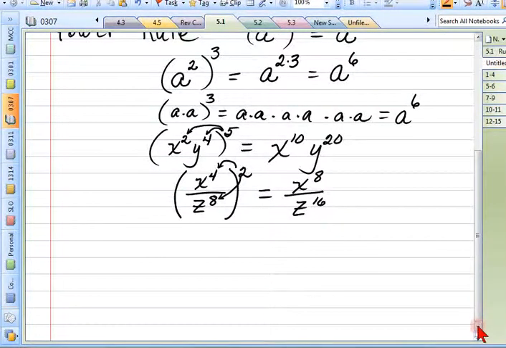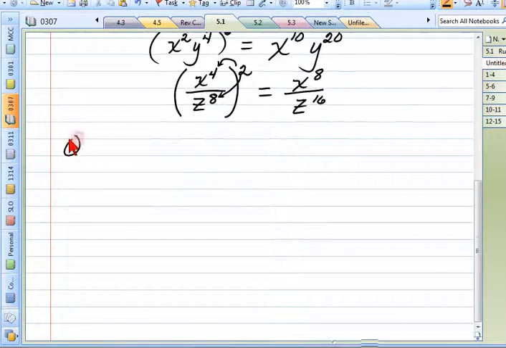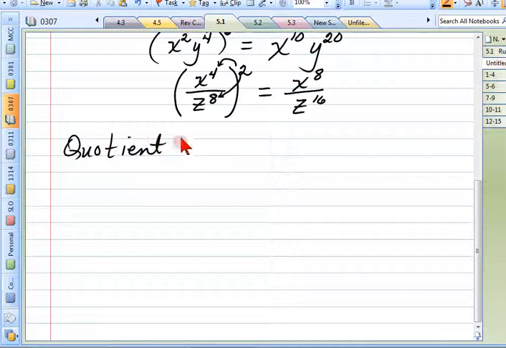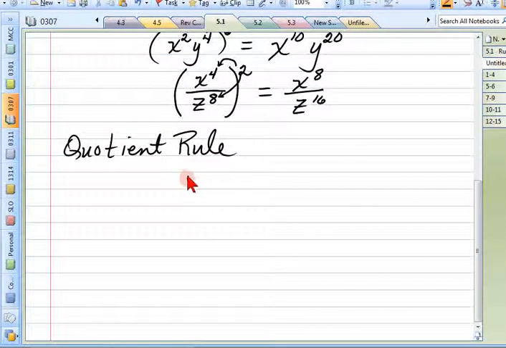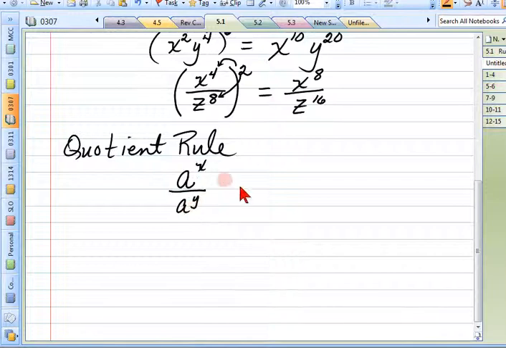Okay, so we've done the product rule and the power rule. The next rule is the quotient rule. The quotient rule says if you have like bases, let's say I have a to the x over a to the y, I keep the a because they're like bases, and I subtract the exponents. When I multiply, I add exponents. When I divide, I subtract exponents.